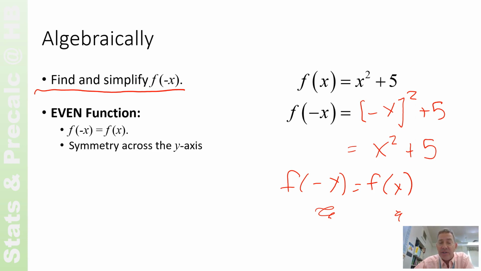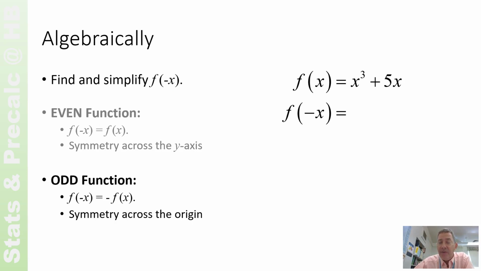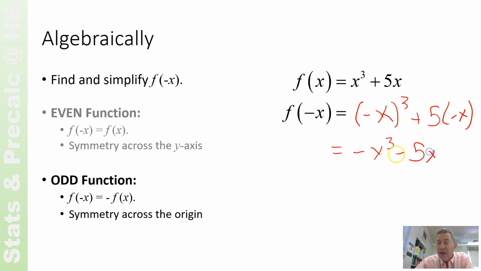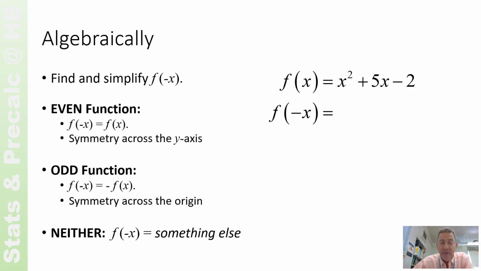An odd function, algebraically, if you put in the opposite of x, negative x cubed plus 5 times negative x, you will get the opposite of x cubed minus 5x. And you'll notice that is exactly the same as the opposite of f of x. This is your symmetry across the origin. When you put in the opposite value for x, you get the opposite value for y. If it's neither, you'll get something else entirely.